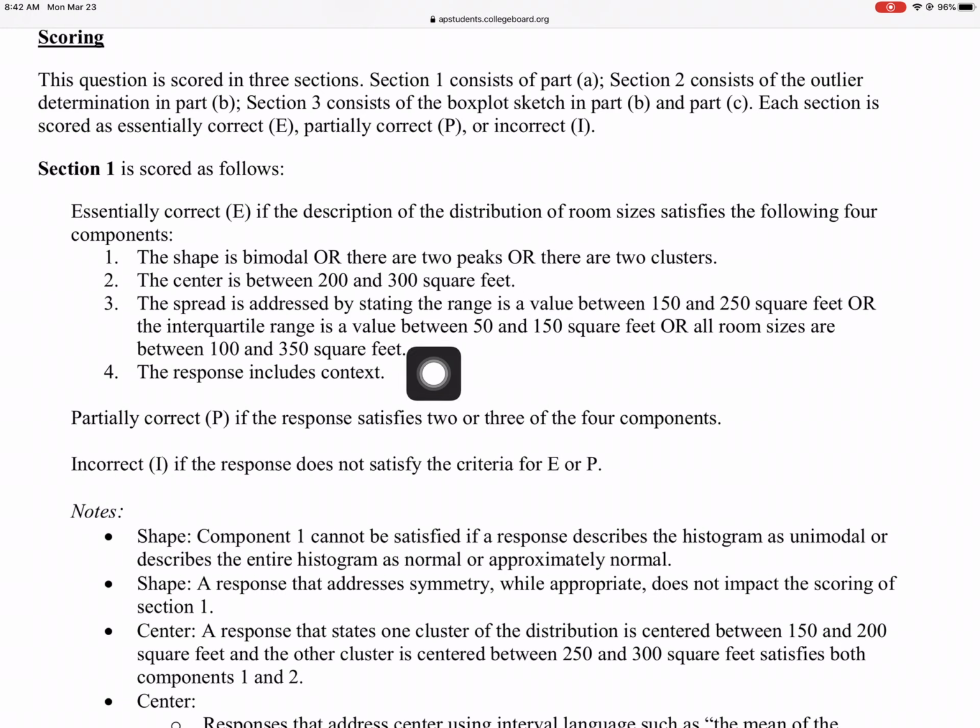The spread is addressed by stating the range is a possible value between 150 and 250, or the IQR is between 50 and 150, or all room sizes are between 100 and 350. I did the all room sizes, but any of those 3 would have been fine. And then look at choice 4. Response includes context. If you do parts 1, 2, and 3 perfect, but don't do part 4, you can only get a P on that section.